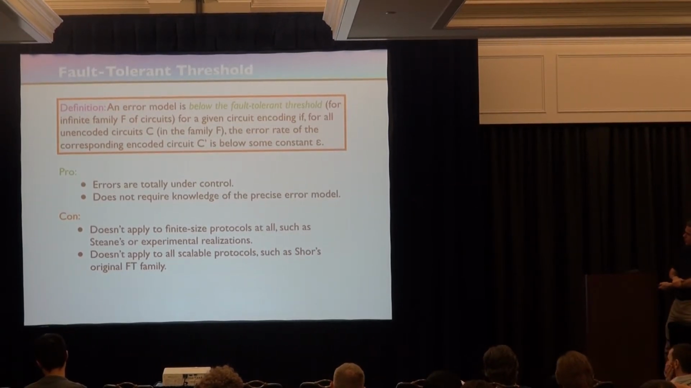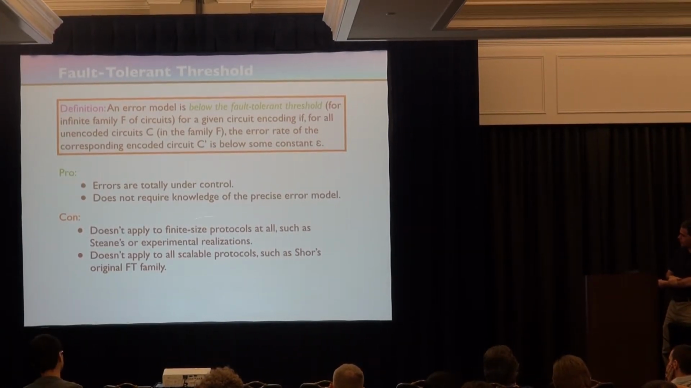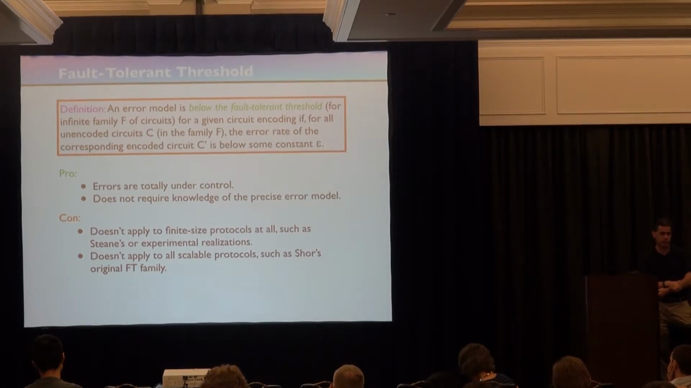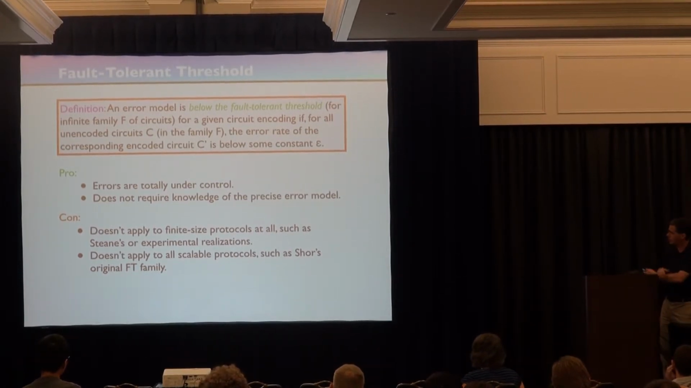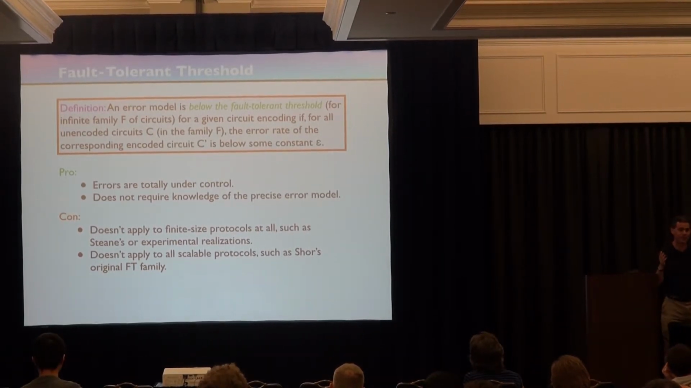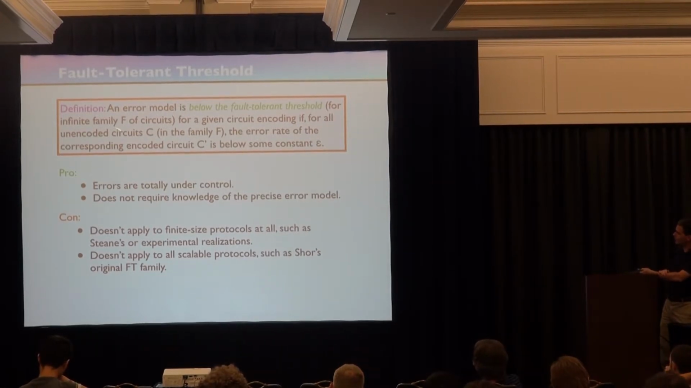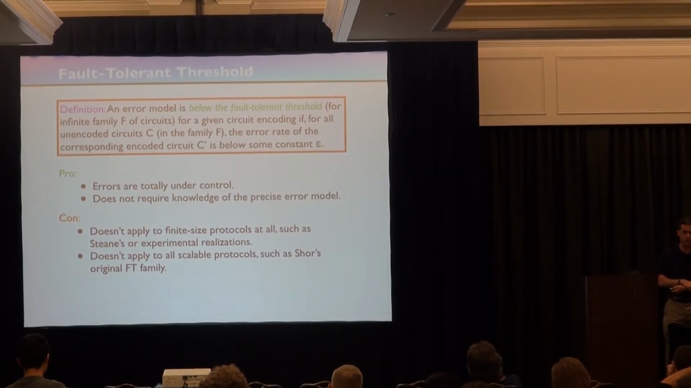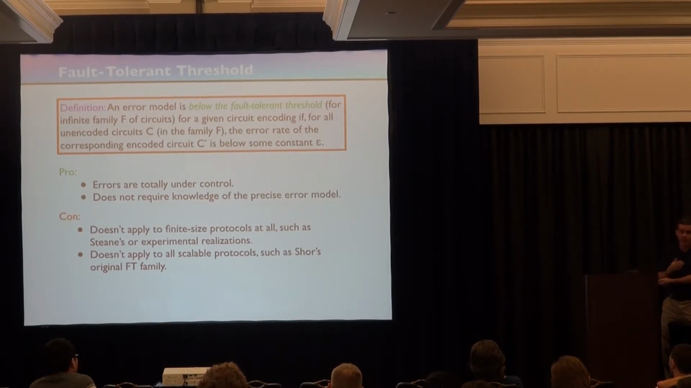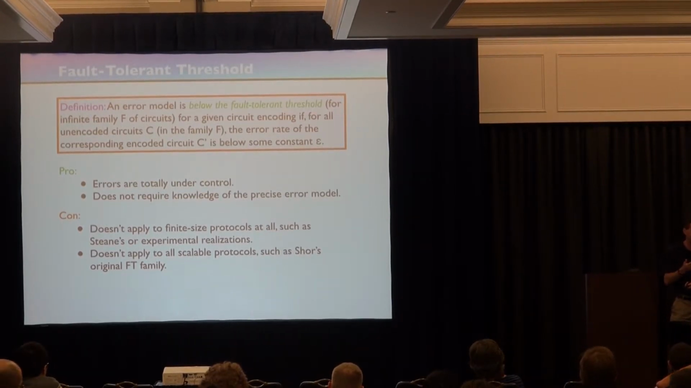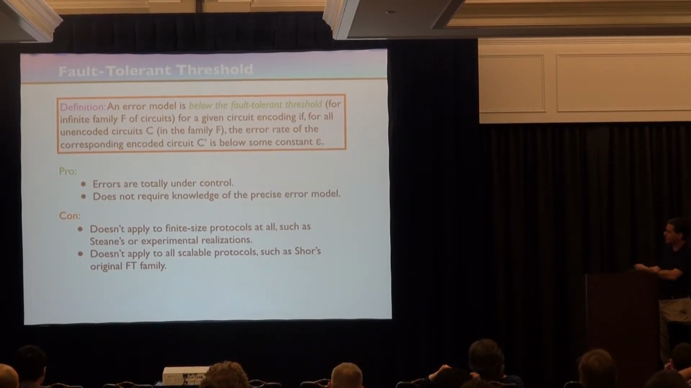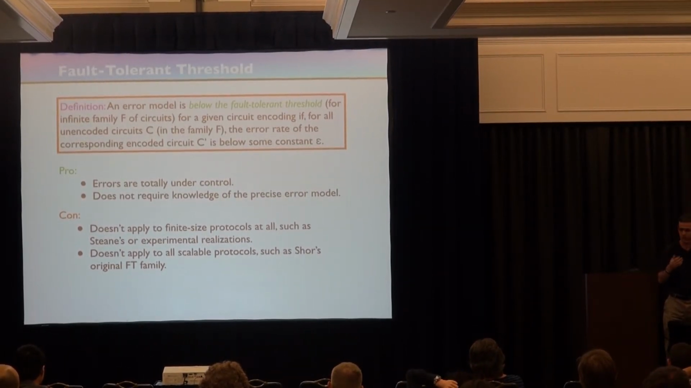But the big disadvantage in my mind is that this doesn't apply to finite size protocols, right? It doesn't even make sense. Because if you have only a finite family of circuits that you're looking at, there's always going to be some constant epsilon that they're all below. And the idea of getting arbitrarily small error rate is also not meaningful for a finite size circuit.